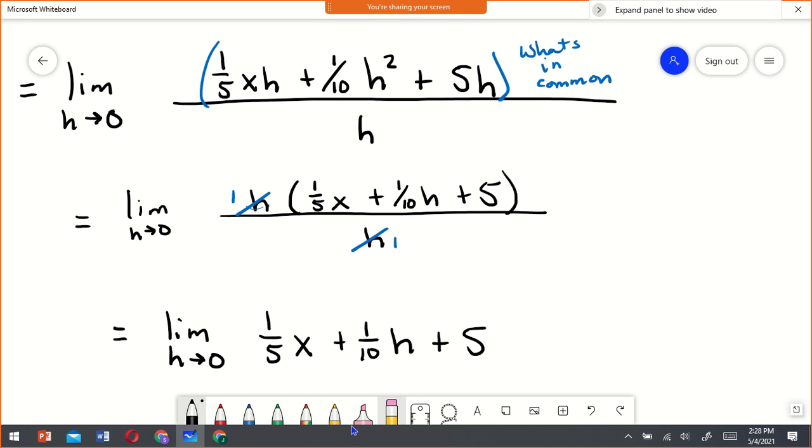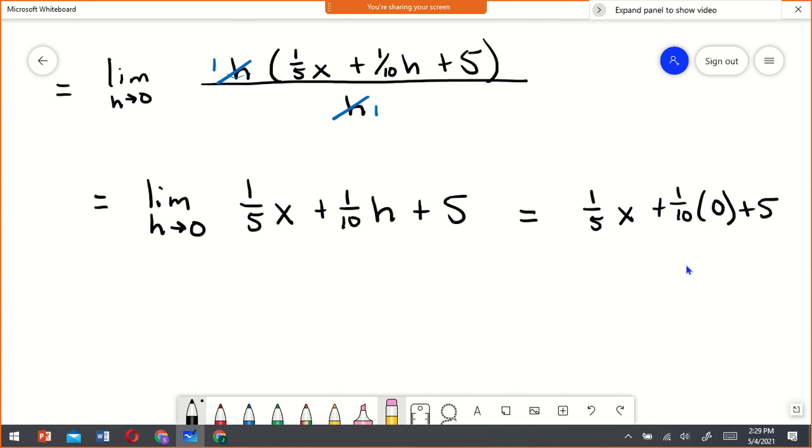So I'm left with the limit of a polynomial in 2 variables, but that's okay. So I can let h go to 0 and evaluate this limit. That limit is 1/5 times x, that's still there, plus 1/10 times 0 for h, plus 5, which means I am about done. I know that 0 times 1/10 is just 0. So C prime, or the marginal cost function, is 1/5 x plus 5.